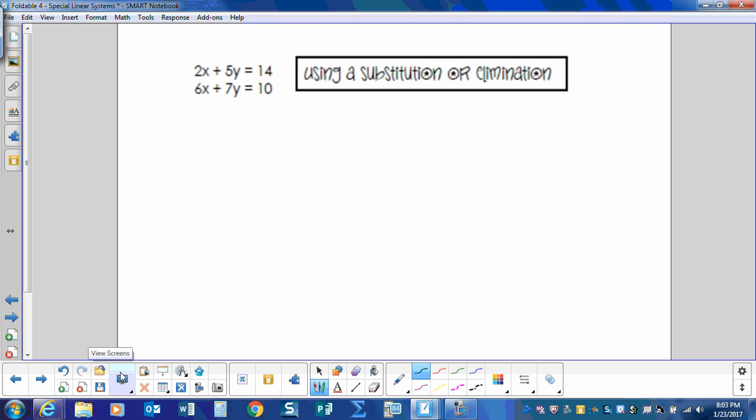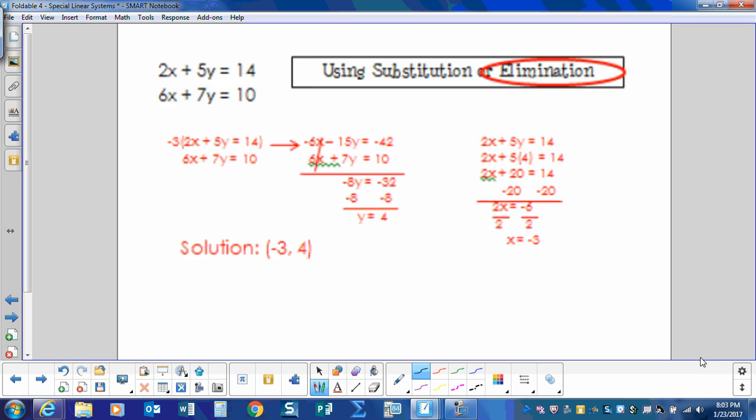Let's also look at solving for one solution. Here you can use the substitution or the elimination method. Okay, this is written in standard form, so the elimination method is probably the most efficient method. Again, we got our solution is (-3, 4), so one solution.